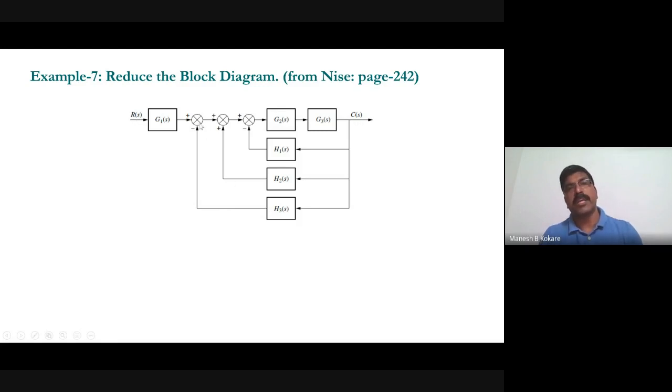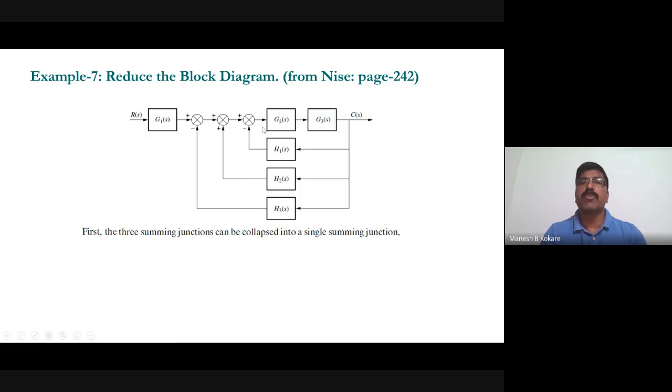So this is also negative feedback, and you'll get one block of that one. And then finally, whatever block you get will be in cascade with G1. You just have to multiply it. So just applying the given rule, you can solve this problem very quickly. First we'll do elimination of this loop.